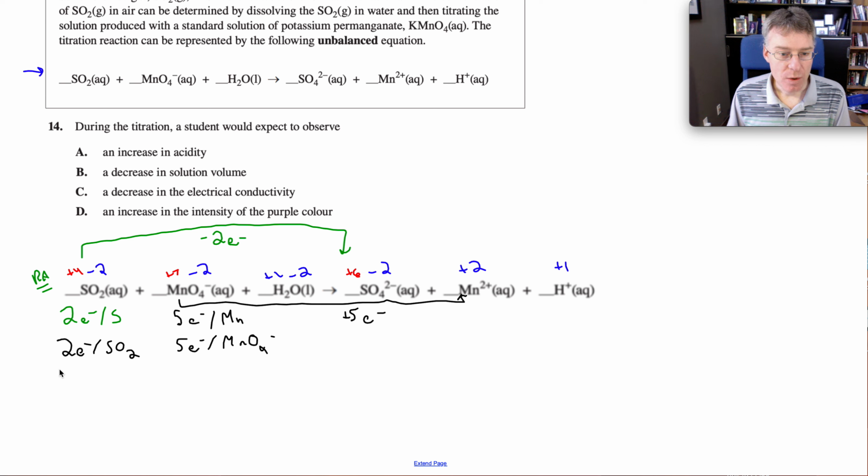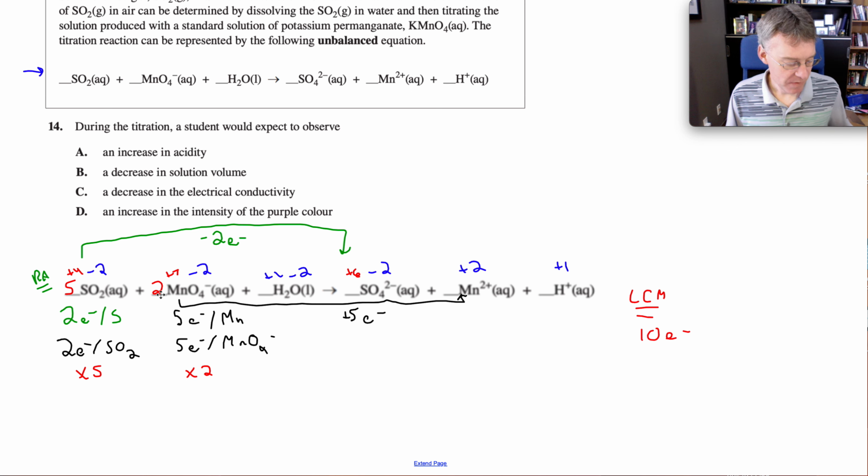We have to find the lowest common multiple to balance our electrons. So the lowest common multiple of the electron exchange between 2 and 5 is going to have to be 10 electrons. We're not going to see this 10 electrons in the balanced equation, but some diploma questions will ask you for that count to see if you know how to do this. So we have to times this by 5. 2 times 5 would give us our 10 electrons. And this one, we have to double the 5 to get our 10 electrons. And we've taken care of the electron exchange.